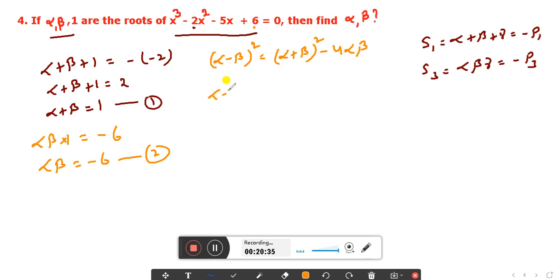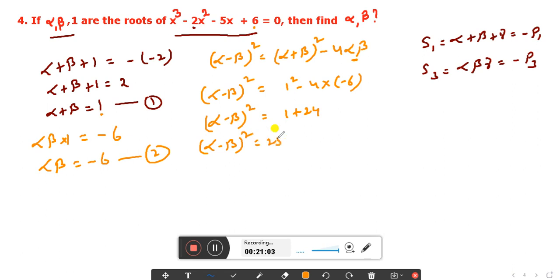Alpha minus beta whole square equals to alpha plus beta value, just now we got 1, so 1 square minus 4 into alpha beta value, which is minus 6. Alpha minus beta whole square equals to 1 plus 24 because 4 sixes are 24. Finally, alpha minus beta whole square equals to 25. Alpha minus beta equals to plus or minus 5. Okay, let me take here plus 5 as alpha minus beta. This is the third equation.